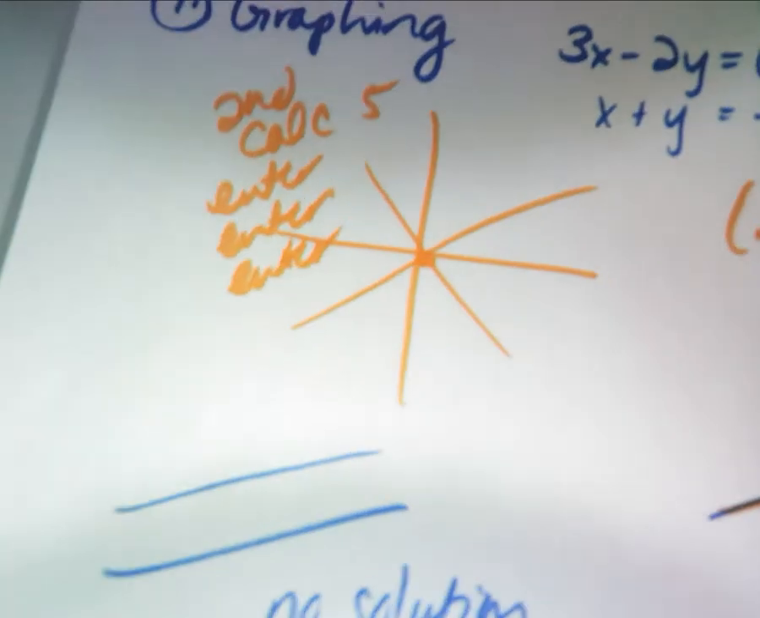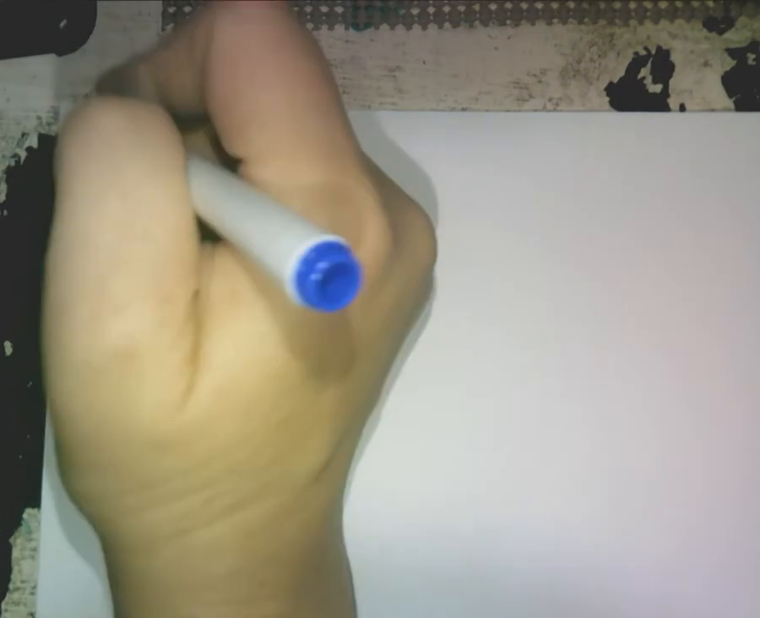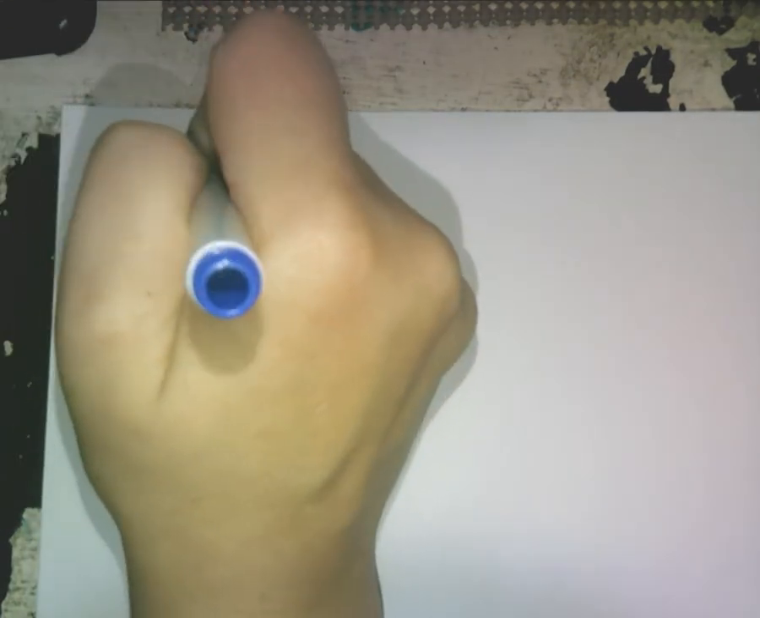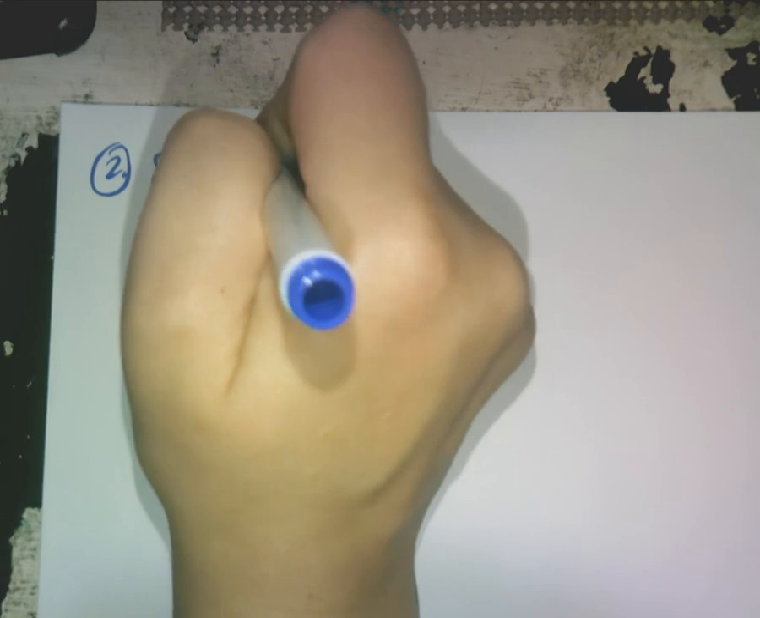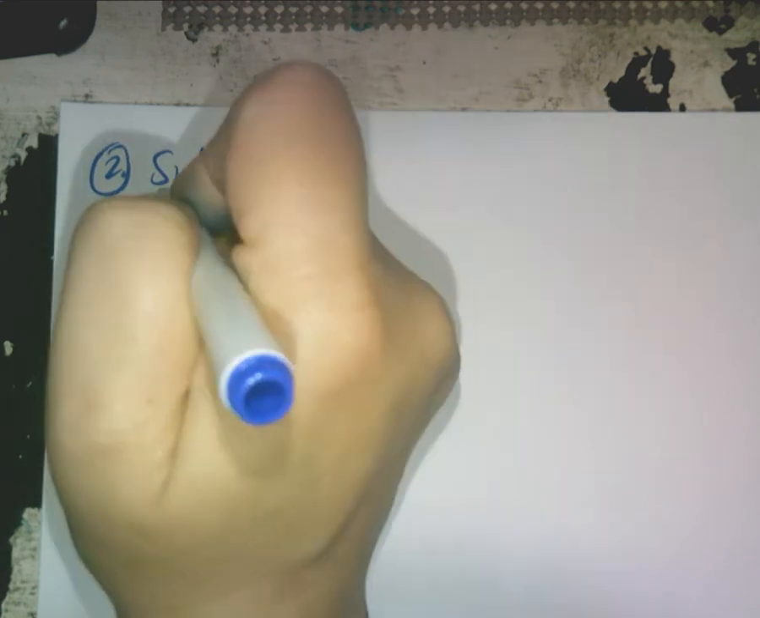So that's the first way, graphing. Let's do the second way. This is the second way that most people don't like. I like it. I think the SATs love it. Substitution method.